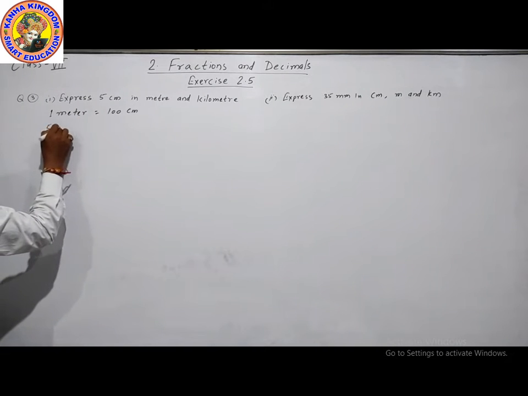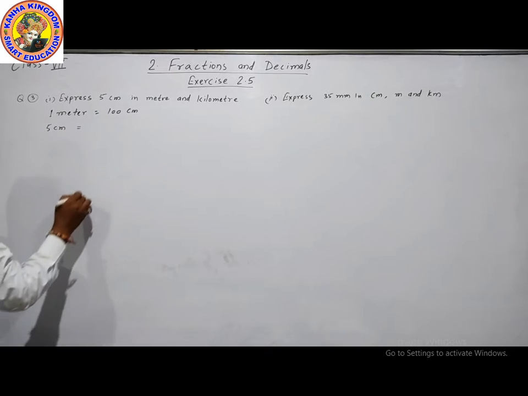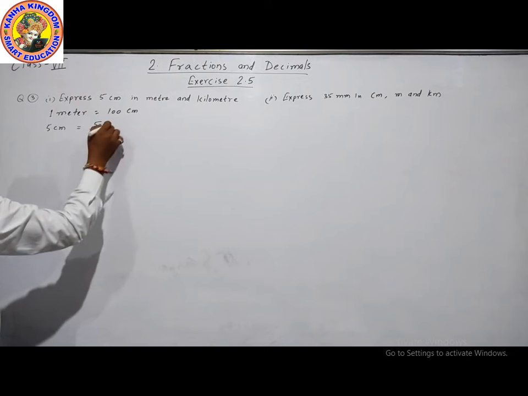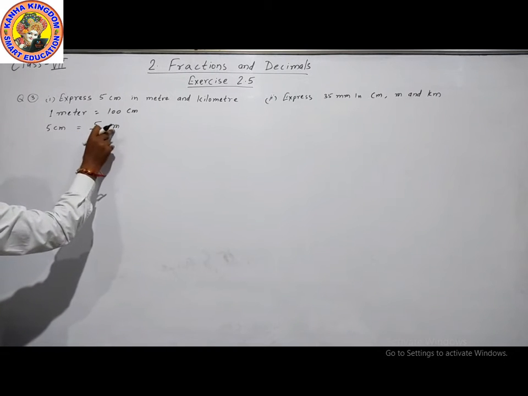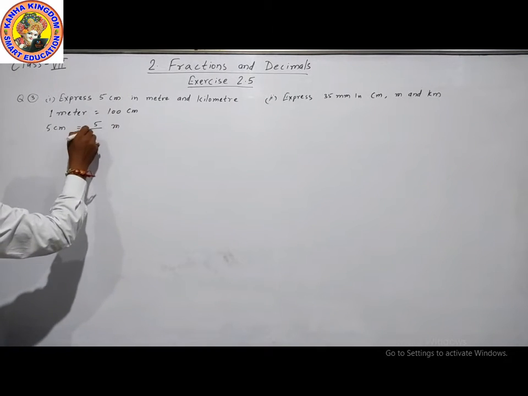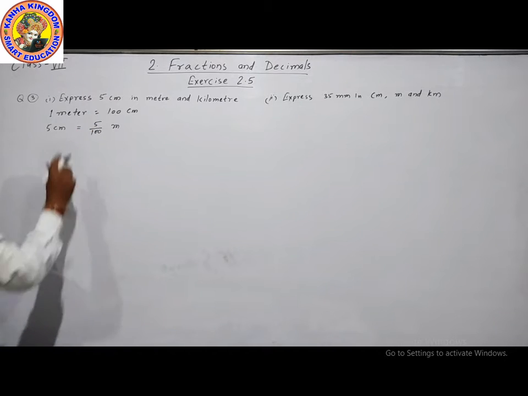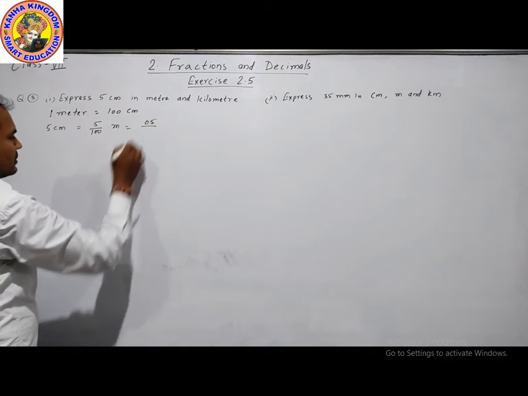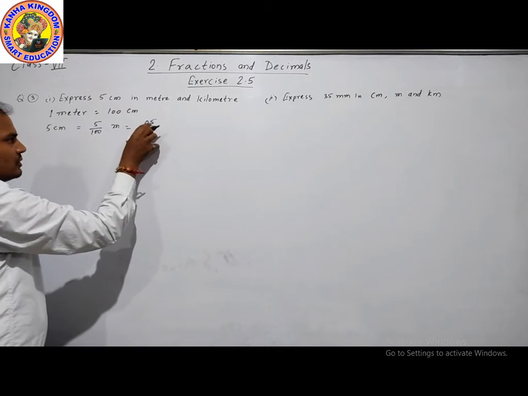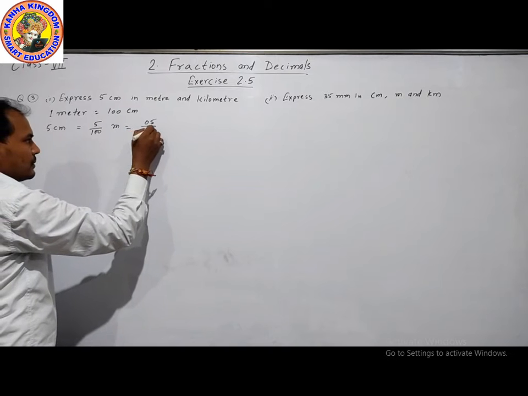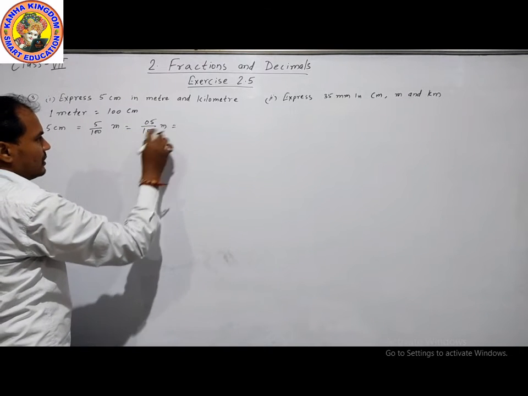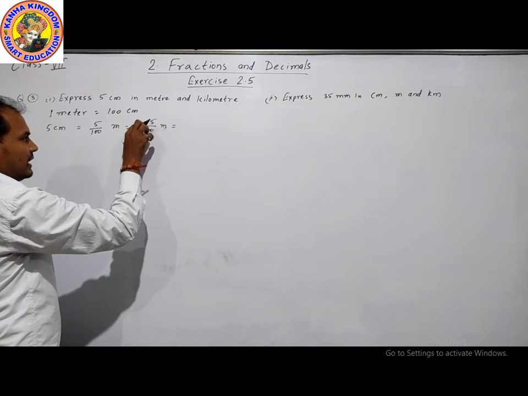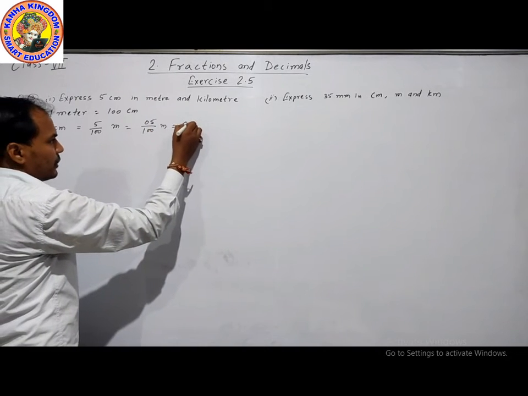Now 5 centimeter is equal to 5 by 100, in meters, dividing by 100. So here are 2 zeros, so we can write 5 as 0.05. 0.05 means 5 upon 100 meter. Now here are 2 zeros. We will add a decimal point, 1 and 2 here. Here the decimal point will come.